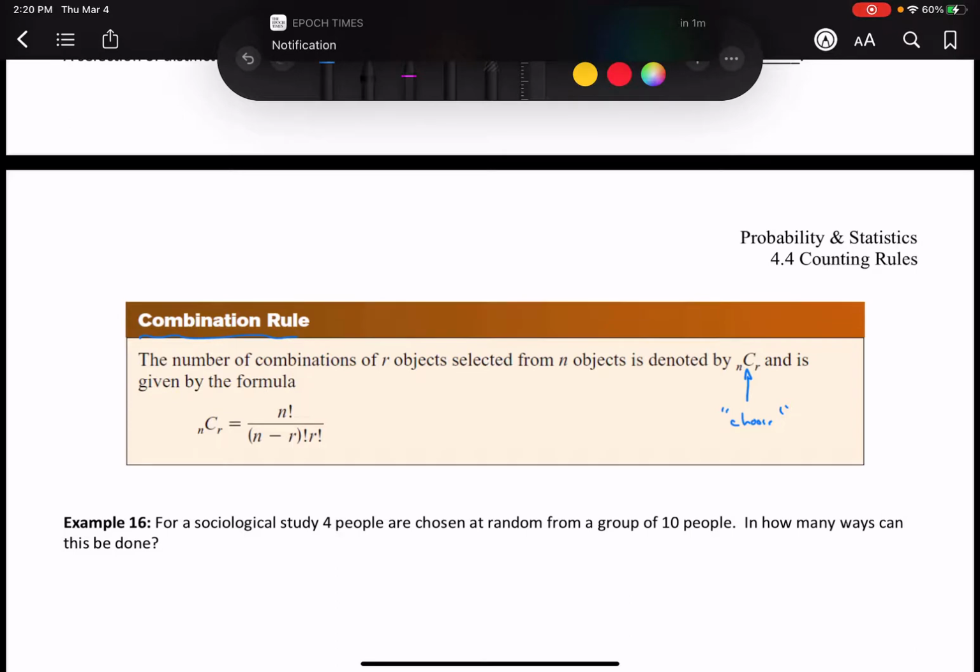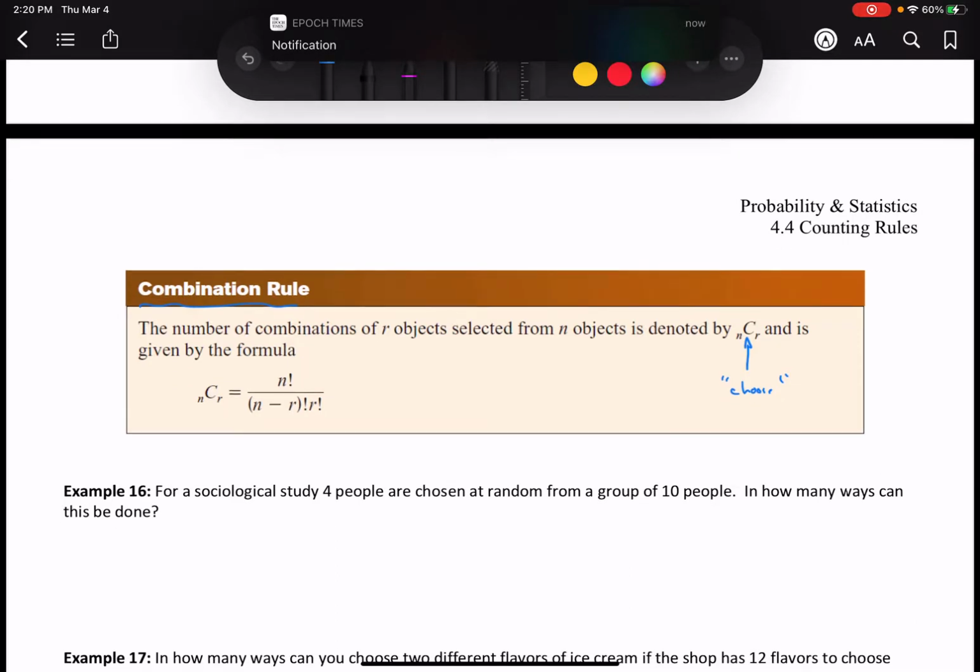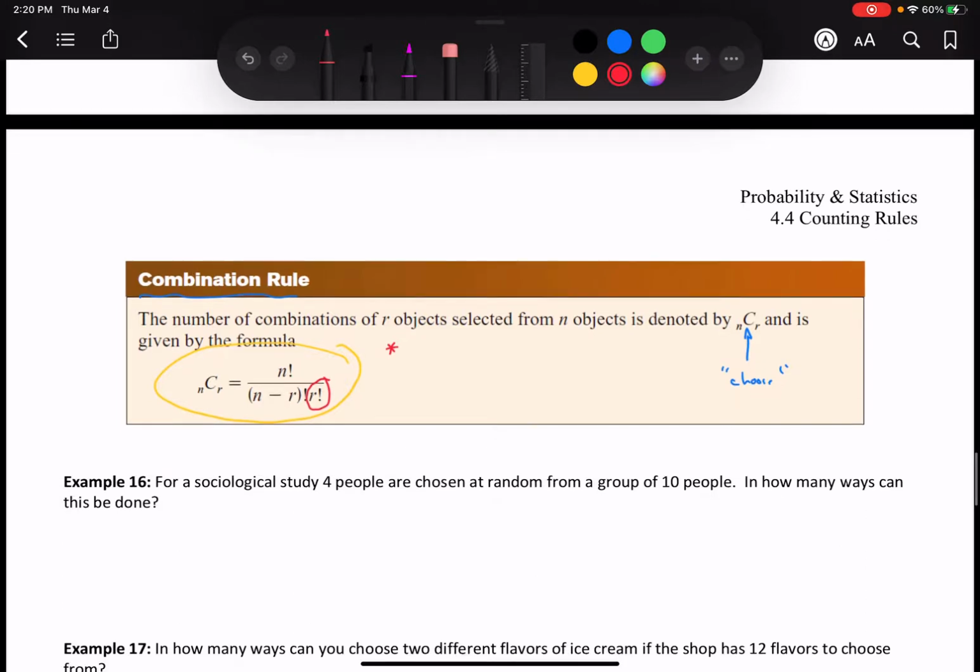So let's continue and see what we can do. Before we go ahead and do that, notice that the only difference between this and the permutation formula is one thing, and that is this R. Okay? So let's try to rationalize that a little bit. If I put something in the denominator, what does that do to the overall number? Okay, so we're clearly increasing the size of our denominator.